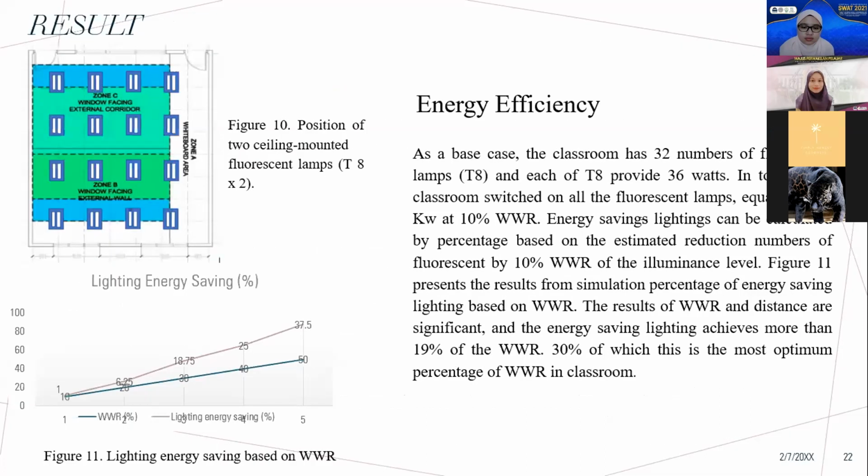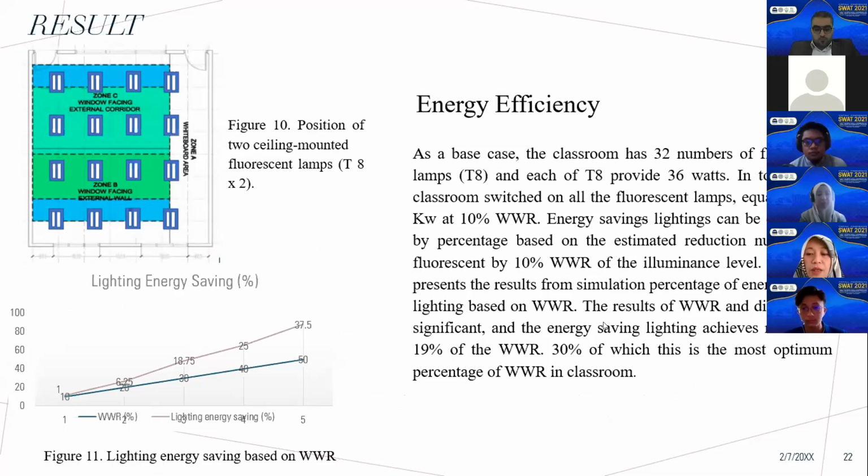So at the end of the day, we can see the result of window to wall ratio, the distance of the setting, and also the level of performance at 300 mm, which is the best area to get sufficient daylight.